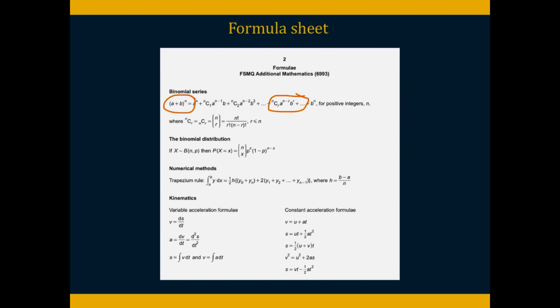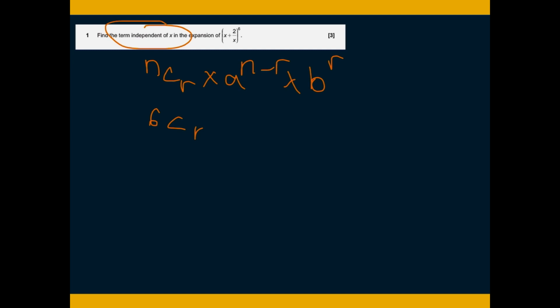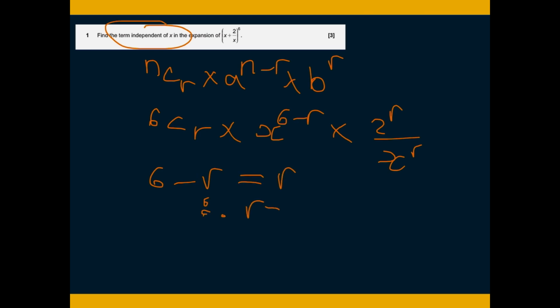So if we apply this back to the question, we get 6Cr multiplied by a, which is x, to the power of 6 minus r, times b, which is 2 over x, so we'll just quickly write that as 2 over x to the r. And we know that we don't want any x in the final term, so the exponents of x^(6-r) and x^r must be equal in order for them to cancel out. So 6 minus r must equal r, therefore r equals 3.